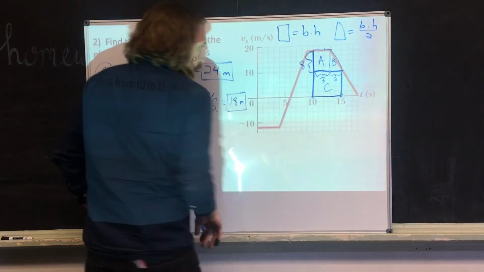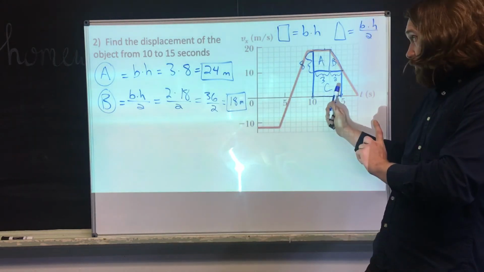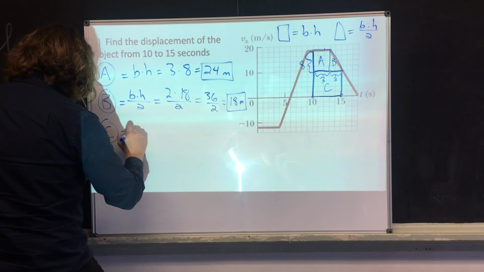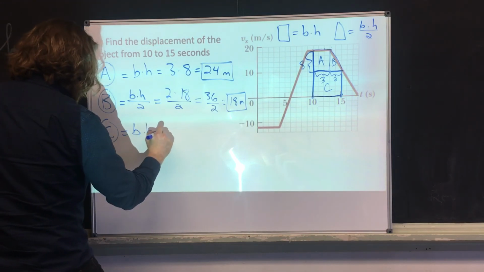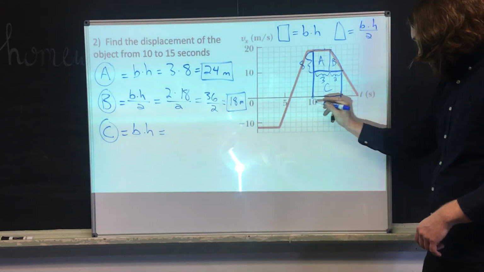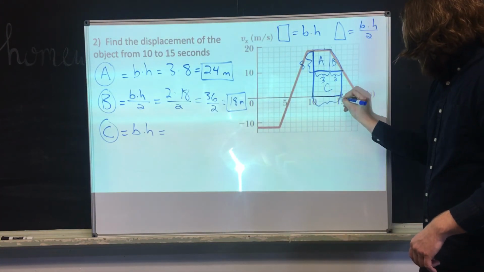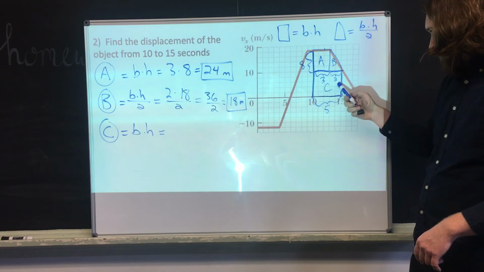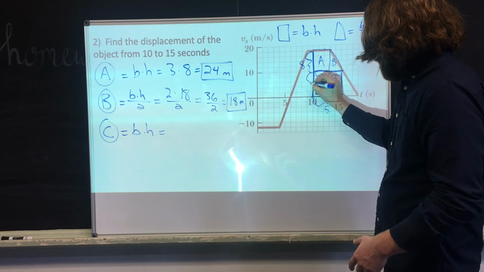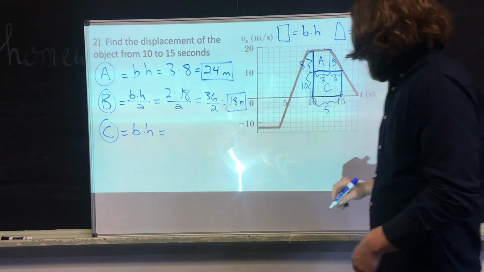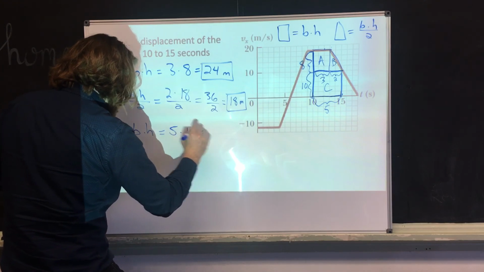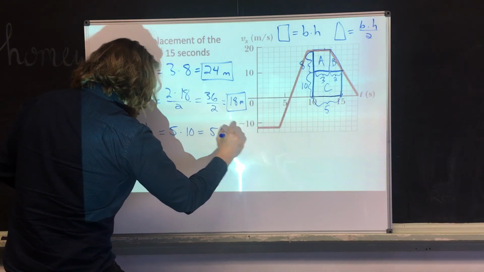Okay. And then last but not least, I have C. C is obviously another rectangle. C is equal to base times height, regular old rectangle. Our base here, well, it's 3 plus 2, which goes from 10 to 15. That's 5. That checks out. 3 plus 2 is 5. They're the same. And my height goes from 0 to 10, which is simply 10. So my base was 5 times my height, which is 10. 10 times 5 is 50 meters.